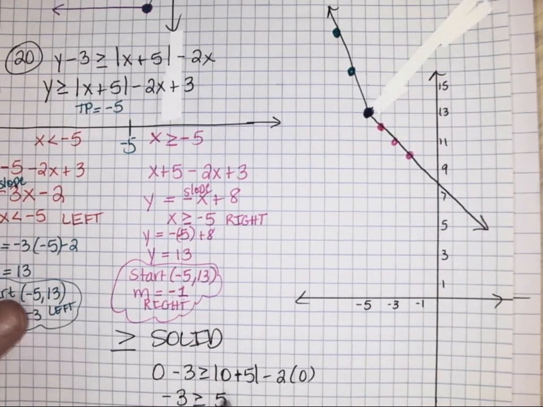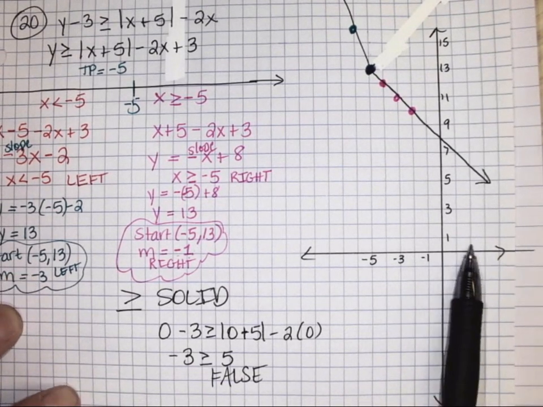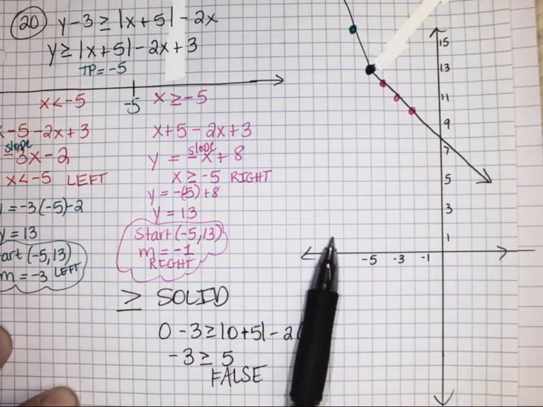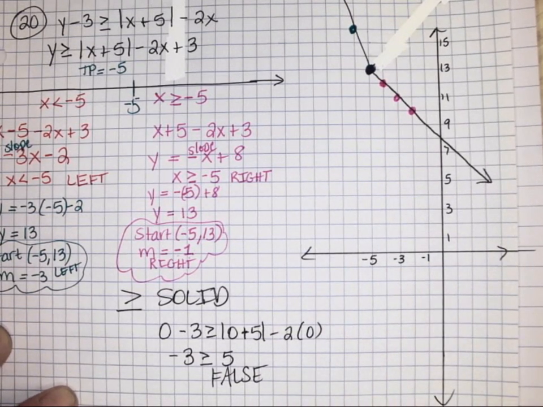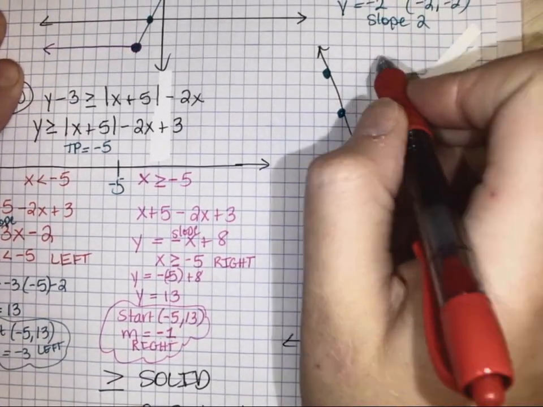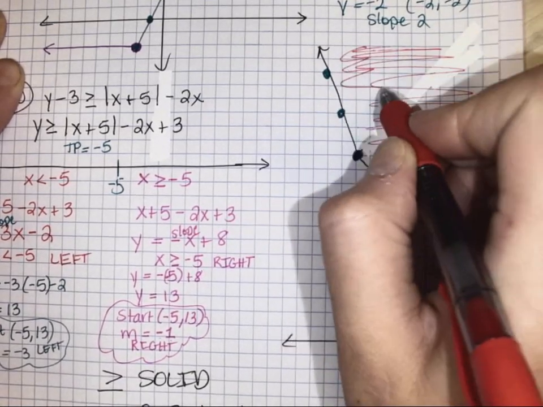All right, so when we tested the origin, it was false. So I know that I'm not shading in this area. We're not shading here. My solution section will be in this region here.